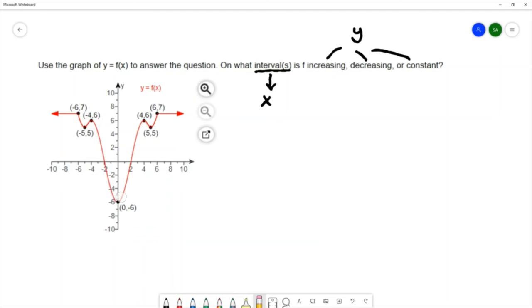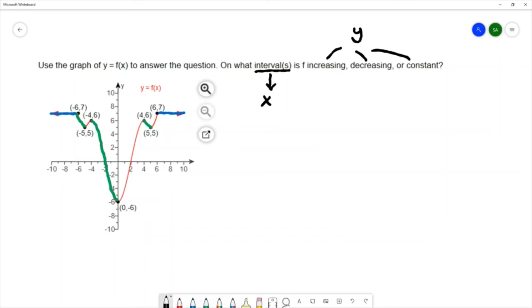Then the y values are increasing, decreasing, increasing, and then constant. I'm going to try to label the graph so that I can see all of these pieces separately. So let's start with blue for constant. These sections are constant. We'll go with green for decreasing. So it's decreasing along this section, and this section, and this section.